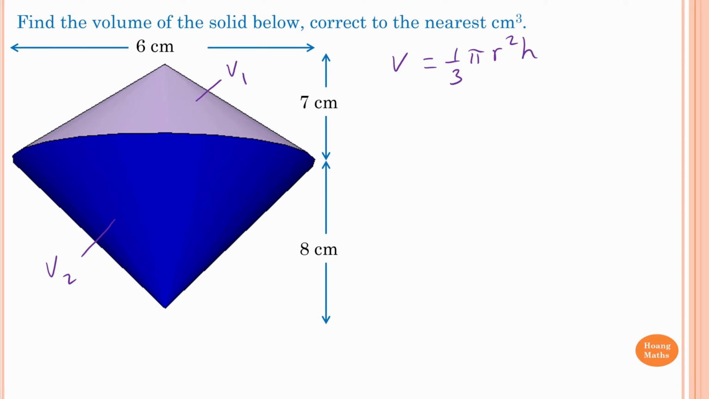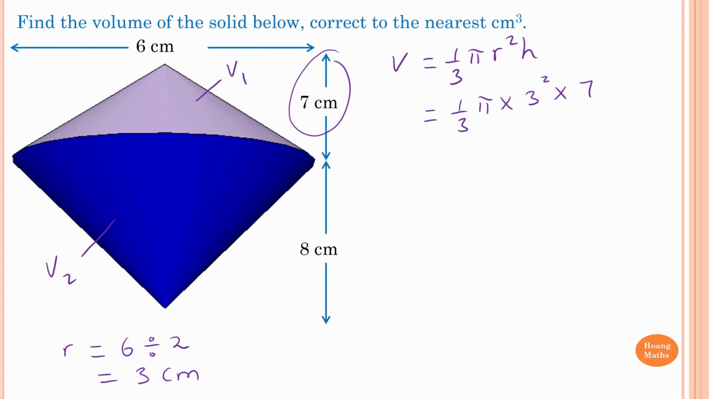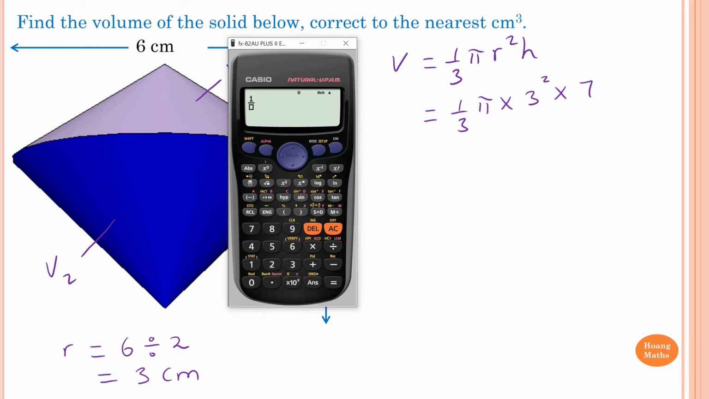Now the diameter is 6 centimeters. So the radius must be equal to 6 divided by 2, so that is 3 centimeters. So now we just substitute the value in. So 1/3 pi times the radius, which is 3, so 3 squared, and you times this by the perpendicular height. The height of this cone here is 7. So 1/3 times pi, shift pi, and then times 3 squared, which is 9, times by 7.